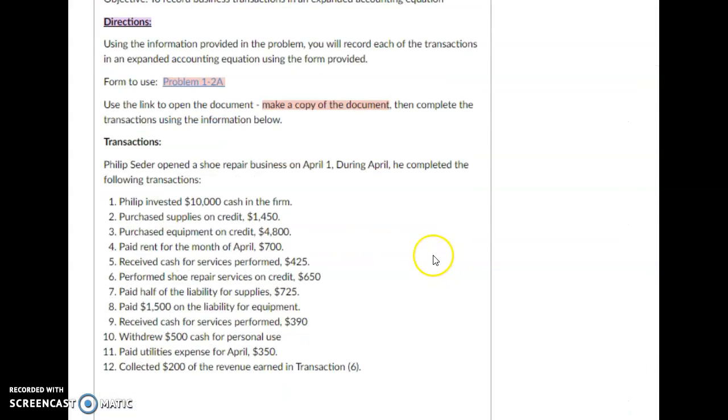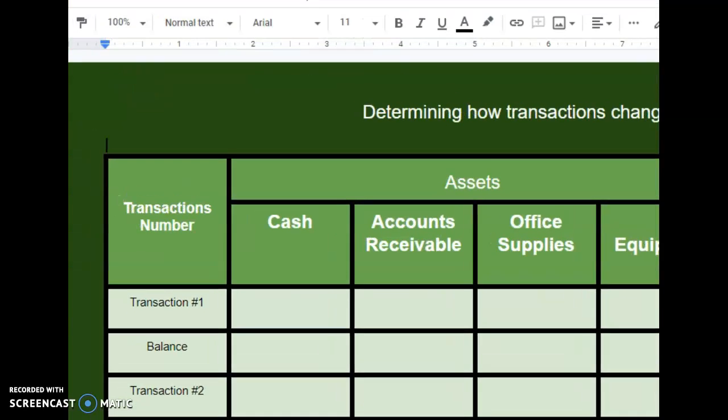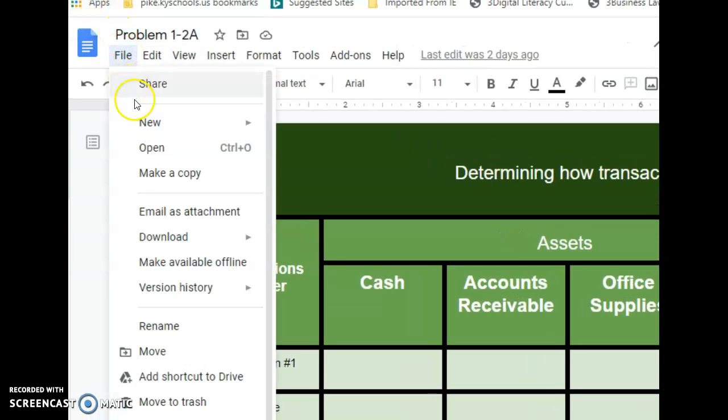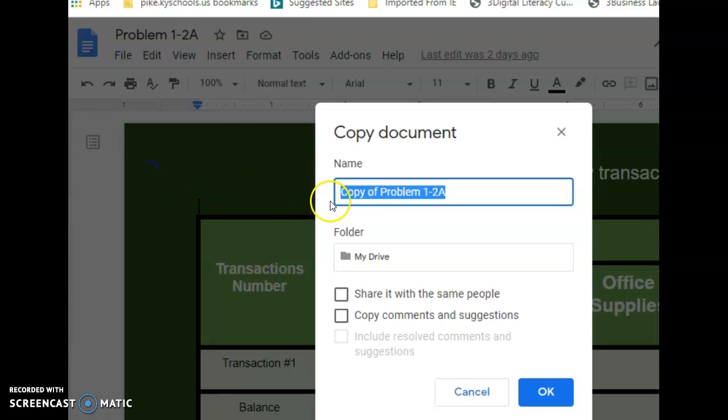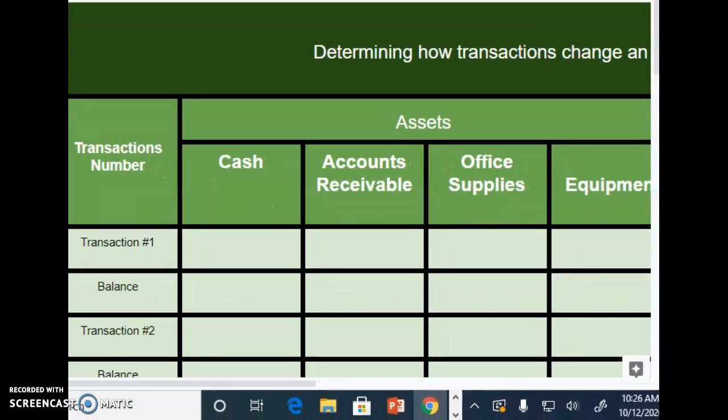And it is on a Google Sheet, and what you will do is you're going to use this form here. Now, if you just bring up the form, you cannot write on it. What you have to do is go to File, Make a Copy, and then it will say Copy of Problem 1-2A, and say OK. You will make a copy, and then you will be able to write on the form. So let's go back and look at our problem.